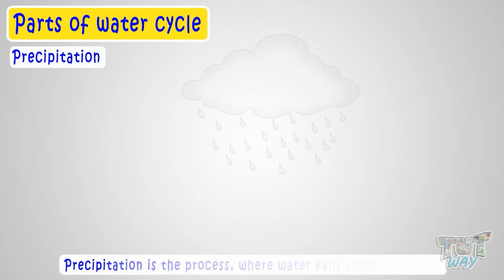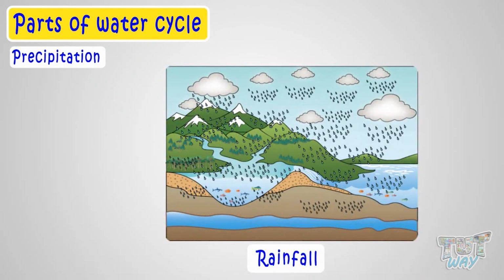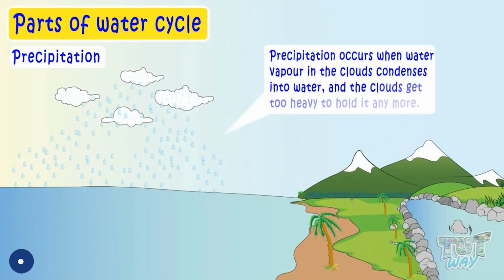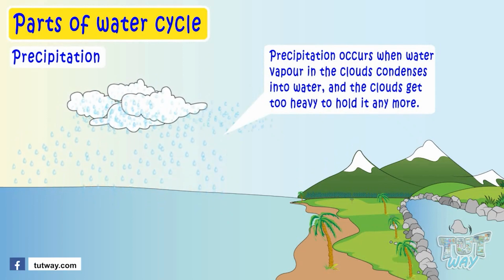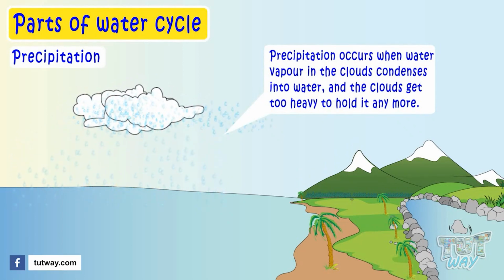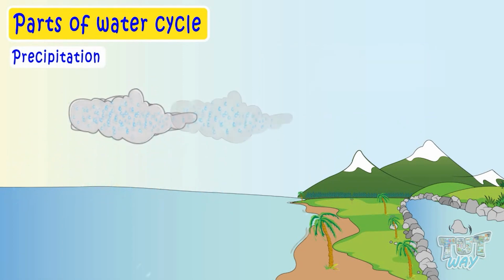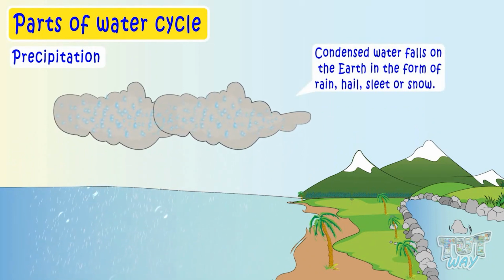Precipitation. Precipitation is a process where water falls from the clouds. It can be rainfall, snowfall, or hailstorm. Precipitation occurs when water vapors in the clouds condense into water, and the clouds get too heavy to hold it anymore. And condensed water falls on Earth in the form of rain, hail, sleet, or snow.